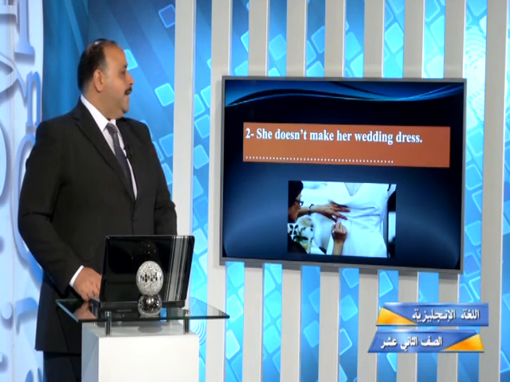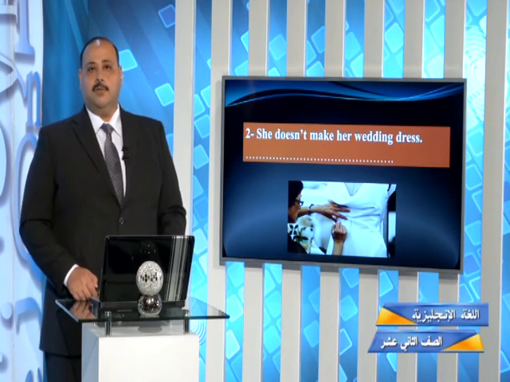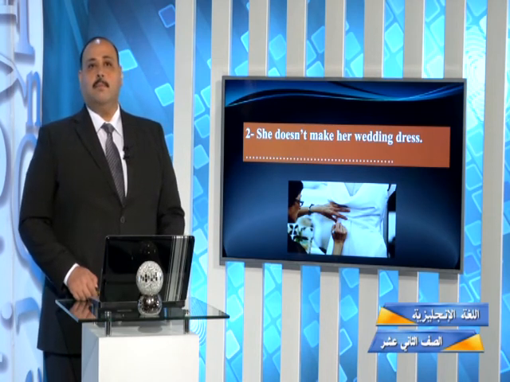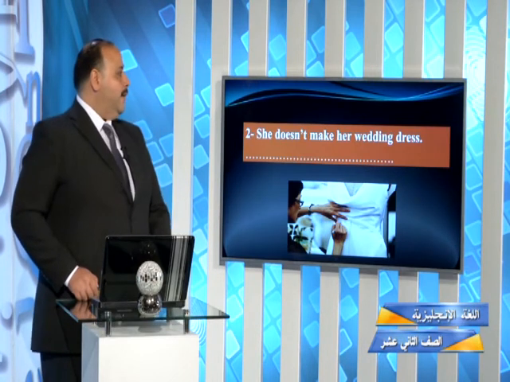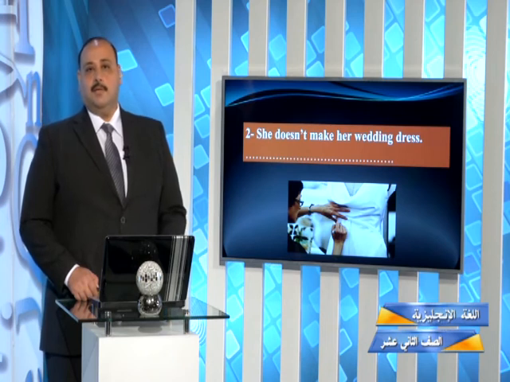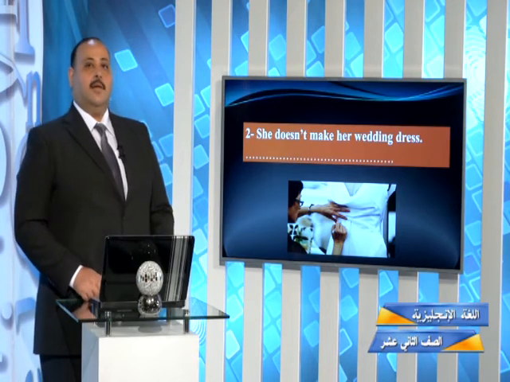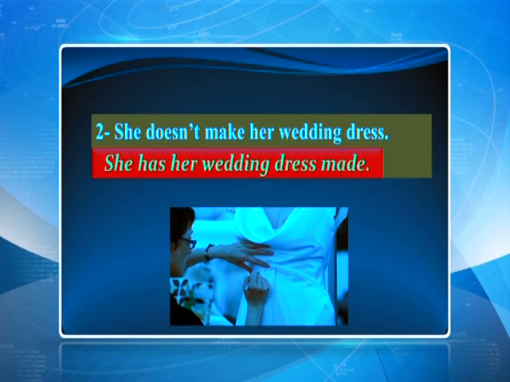She doesn't make her wedding dress. So she needs someone else to make her wedding dress. Now we're going to use causative. Now we have doesn't make, which is present. As you know, have in the present form can either be have or has. Now think of the answer here. What do you think? She has her wedding dress made.